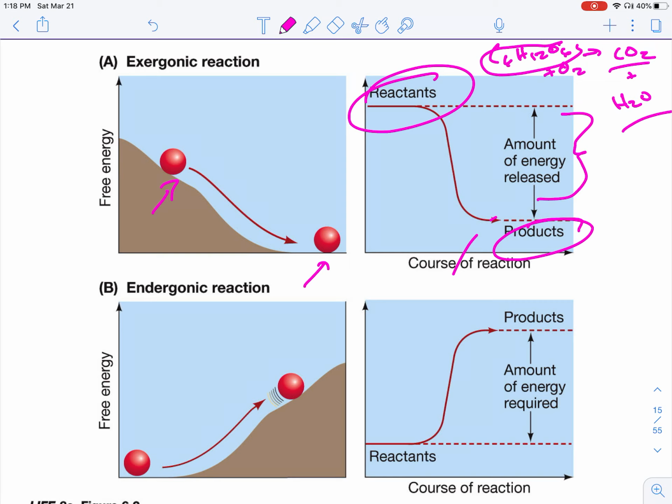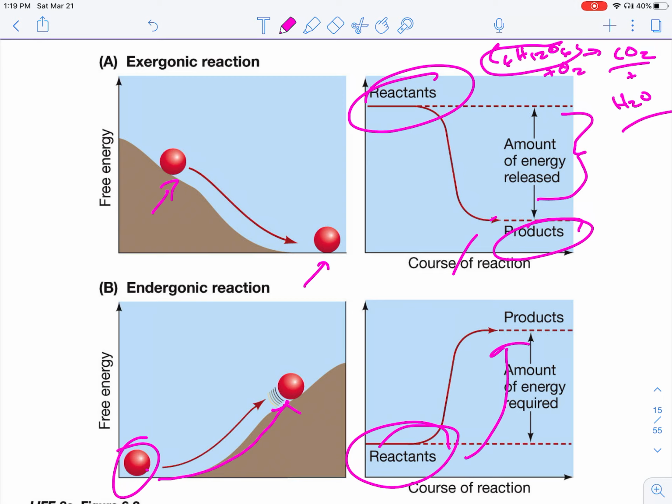On the flip side, in endergonic reactions, this ball's at the bottom of a hill. Something has to get it up to the top of the hill, right? And so you need to put some energy into the system somehow in order for that to occur. Here, the reactants are at low energy, the products are at higher energy. You need to add some energy in order to do that.